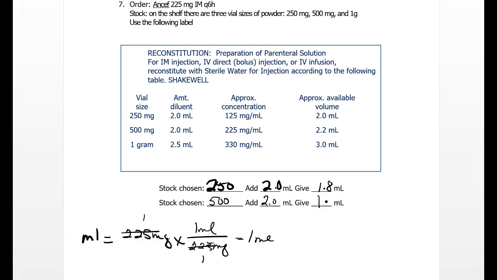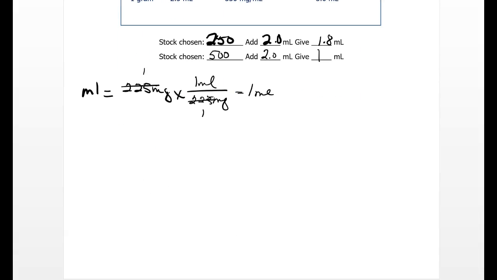Make sense? All right. Well, this is the end of this study guide. I'll be sending out some more for next week.